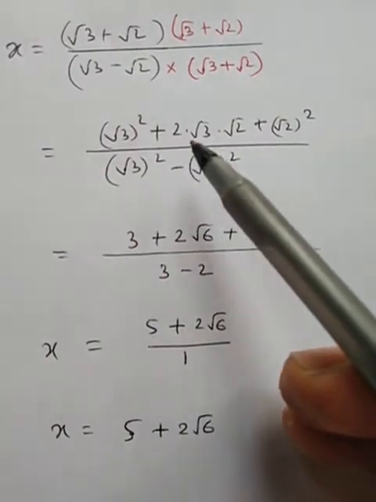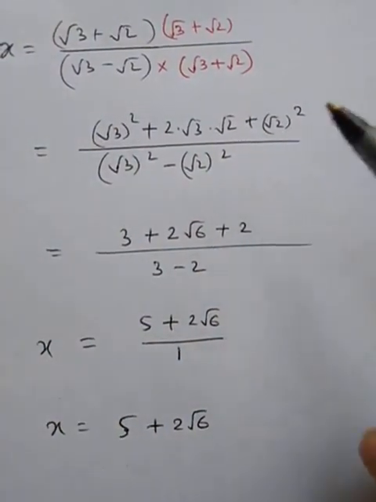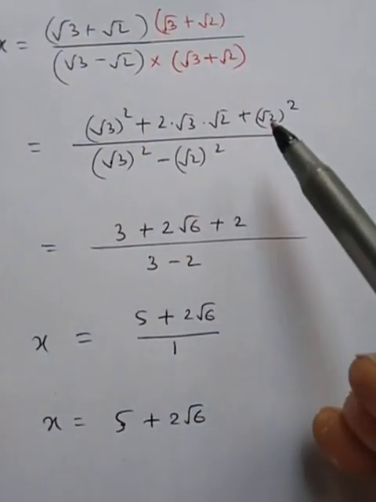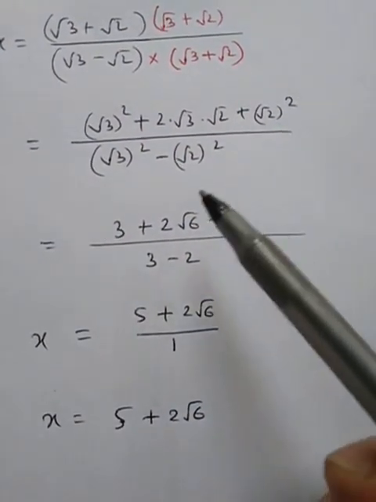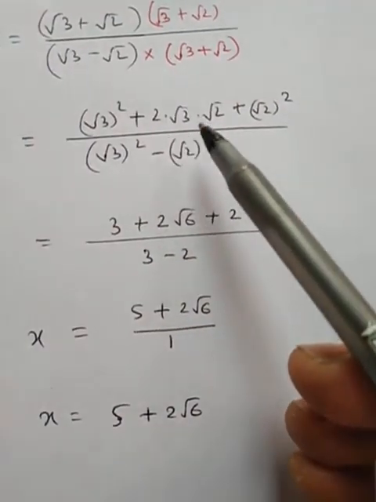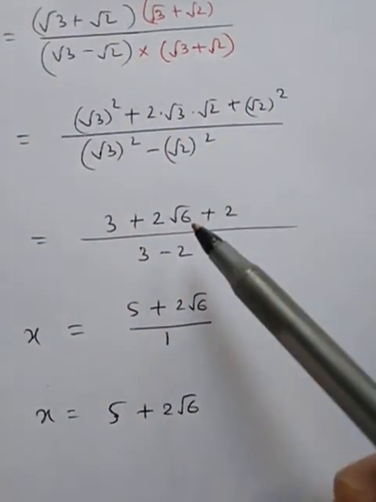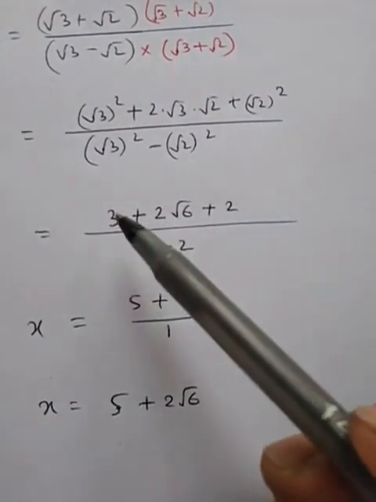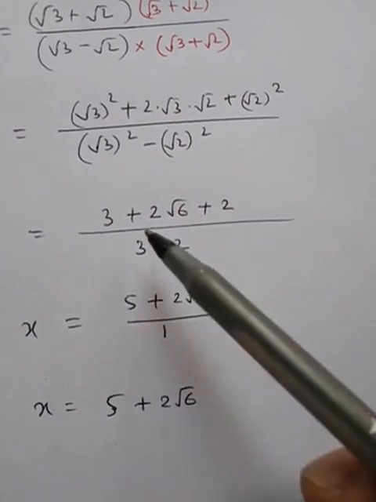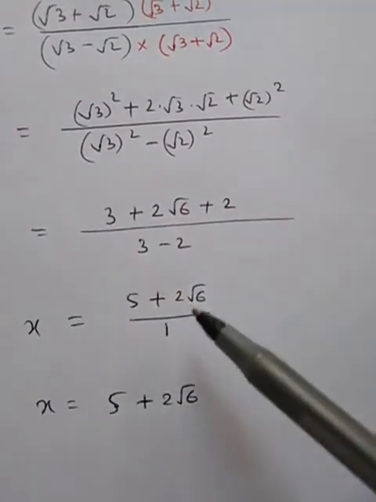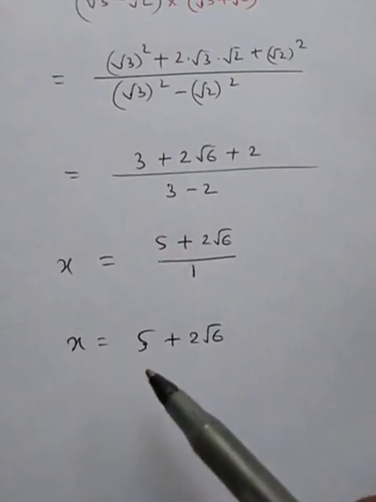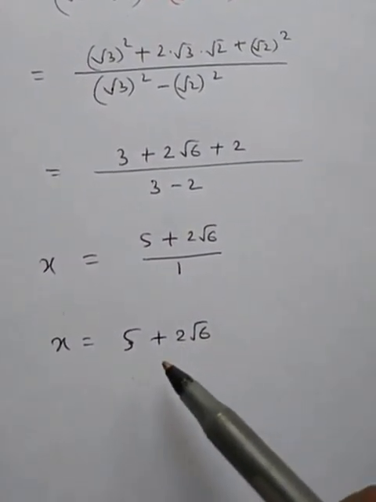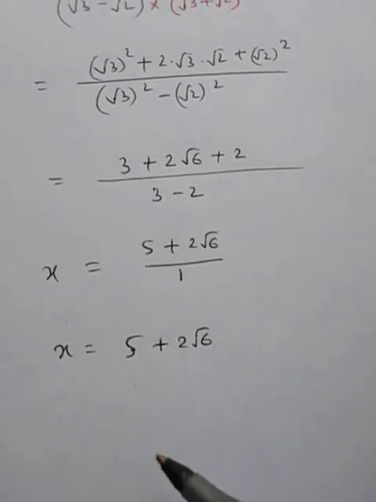So a square plus 2ab plus b square. Then next root 3 square will become 3. This side root 2 square will become 2. And here plus 2ab. So this 3 and 2 will be multiplied to get 6. So it is 2 root 6. 3 plus 2 will become 5. Then plus 2 root 6. So the value of x is 5 plus 2 root 6, where the denominator is only 1, which is rational.